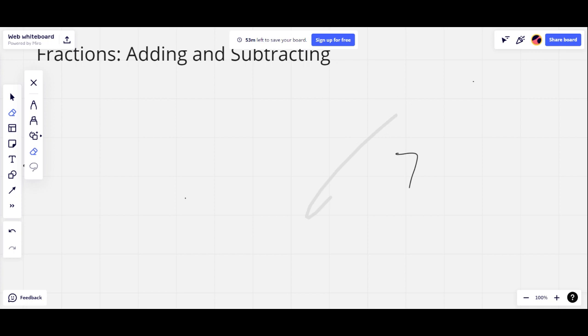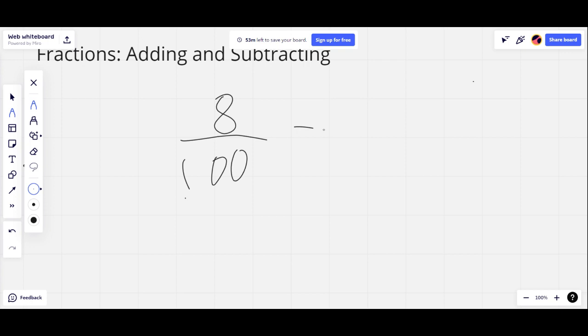So you do normal subtraction, except you keep the denominator the same, but that's only if the denominators are the same. Like 8 over 100 minus 5 over 100 equals 3 over 100.